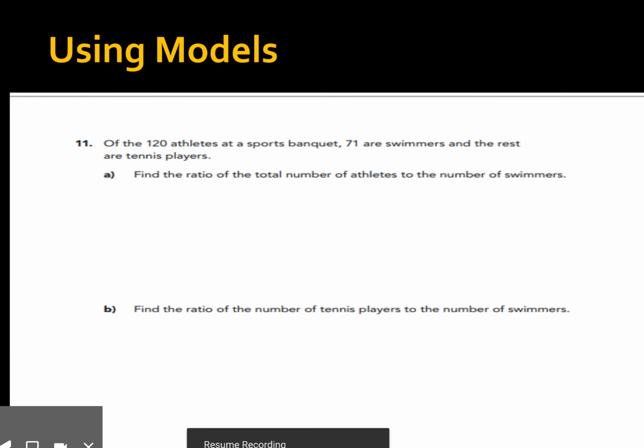Why don't you try number 11 on your own here? Try answering both A and B. Take a pause, read it, try and solve it, and come back and check your answers against mine.